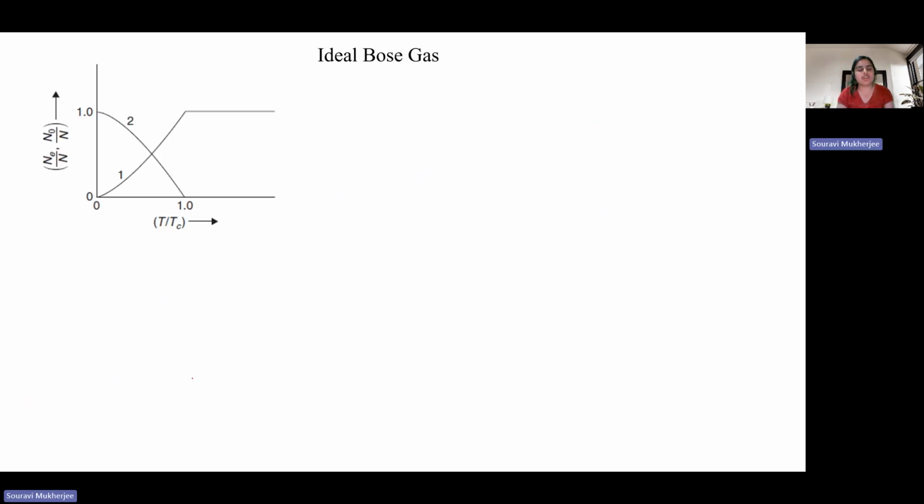Okay. So now if you want to plot how Ne or N naught, or the ratio Ne by N or N naught by N, varies with temperature, you would see that this is how it would look. Below a certain temperature, the number of particles in the ground state keeps on rising, while the number of particles in the excited state keeps on decreasing. So it rises and then it gets saturated, and this is your point of maximum number of particles in the excited state, and that is also the point just beyond which particles start accumulating in the ground state.